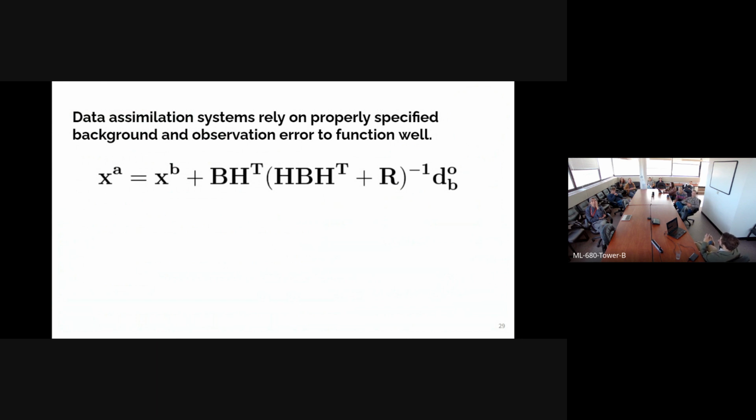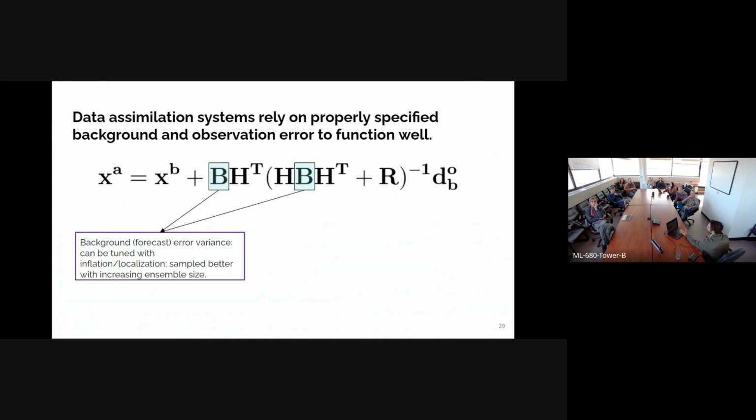So of the two main sources of error here, first is our background covariance, or forecast covariance matrix, which is our E matrix here. This is generally what we target with things like post-inflation and localization strategies. It tends to be something that is also sampled better as we increase ensemble size. So there are a few existing ways to look at tuning and modifying this, in terms of the parameters of the assimilation process.